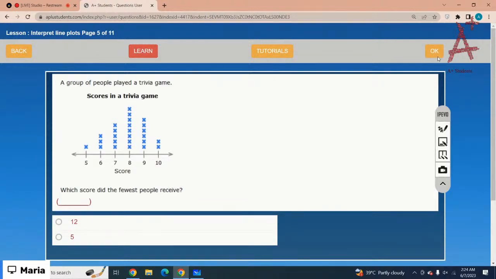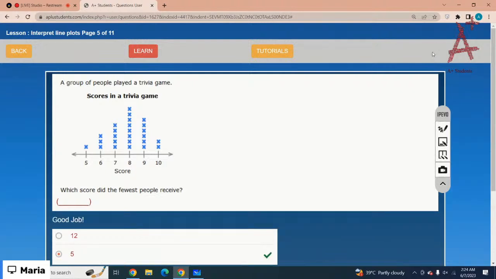Okay, the next one is a group of people played a trivia game. Which score did the fewest people receive? The fewest, scores are starting from 5 until 12. So the fewest score is 5. That means the fewest score is 5. The correct option is 5.